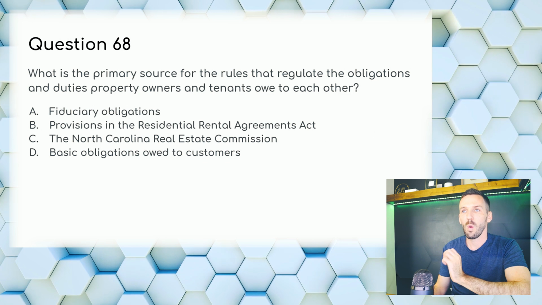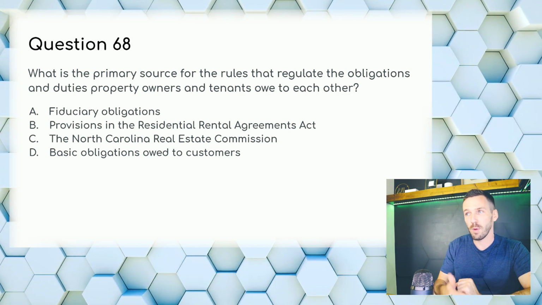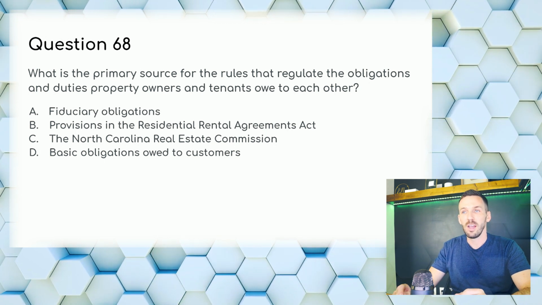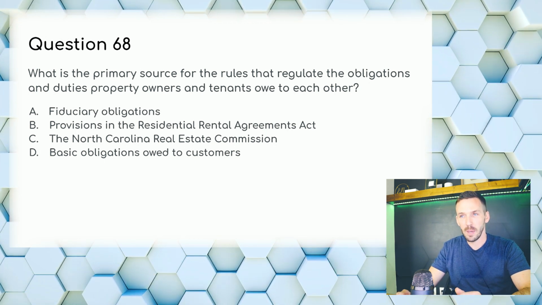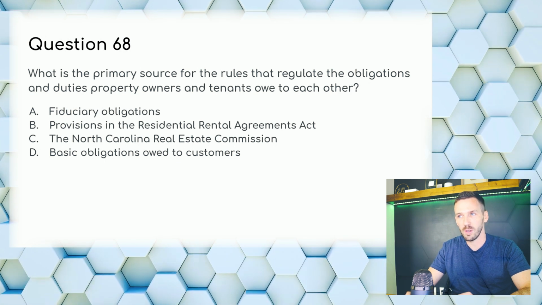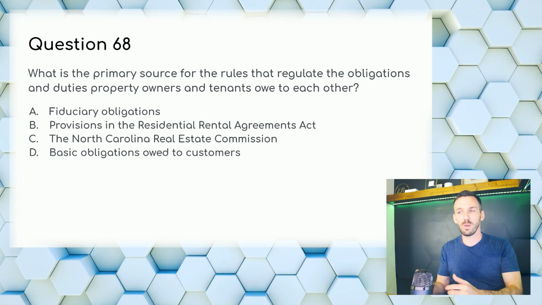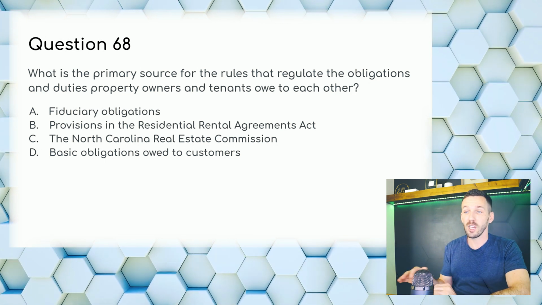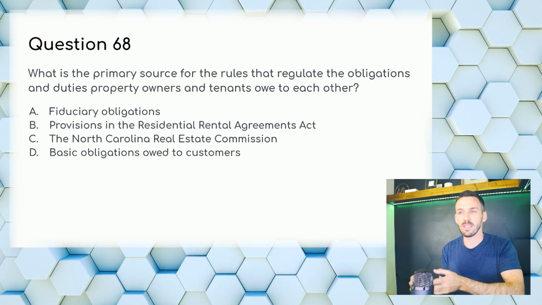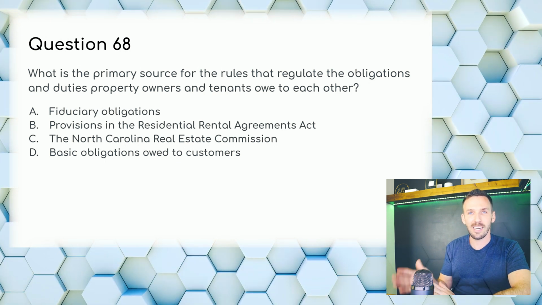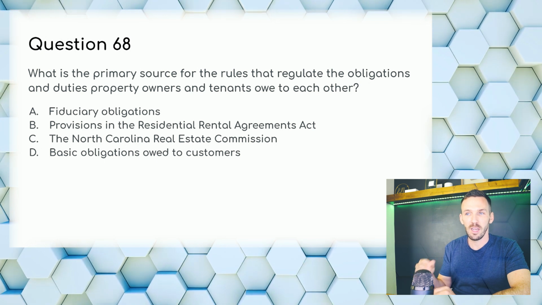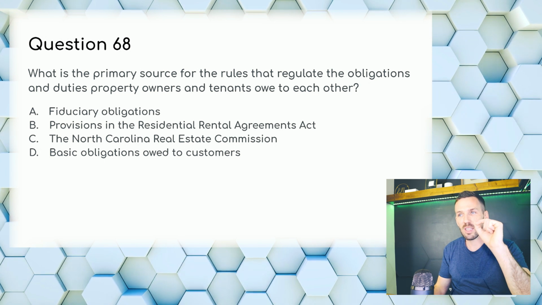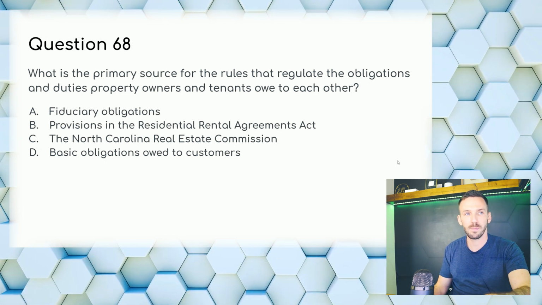Question 68. What is the primary source for the rules that regulate the obligations and duties property owners and tenants owe to each other? A. Fiduciary obligations. B. Provisions in the Residential Rental Agreements Act. C. The North Carolina Real Estate Commission. D. Basic obligations owed to customers. So fiduciary obligations are what agents owe to their clients. So no, it's not the NCREC and it's not C. And property owners are not really customers to a manager. Answer here is B. Provisions in the Residential Rental Agreements Act.